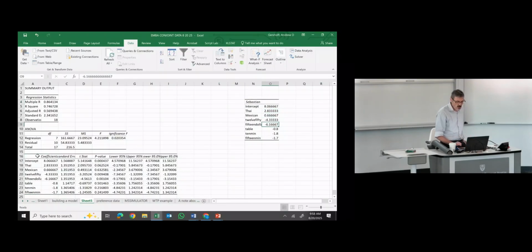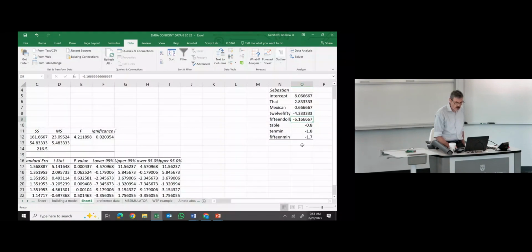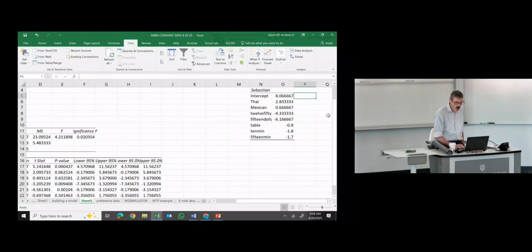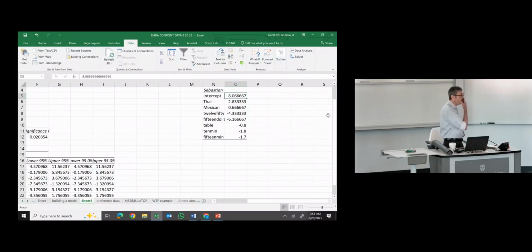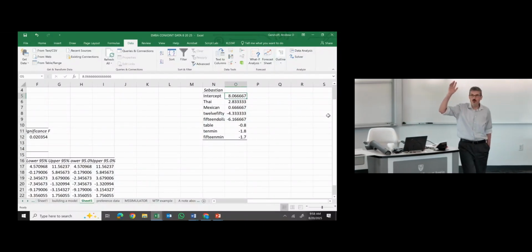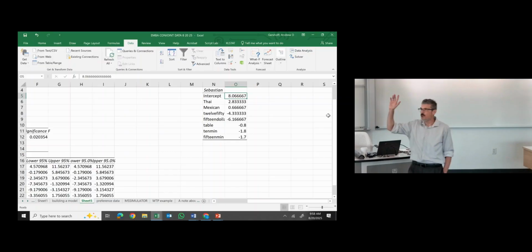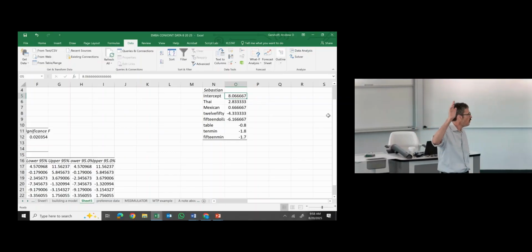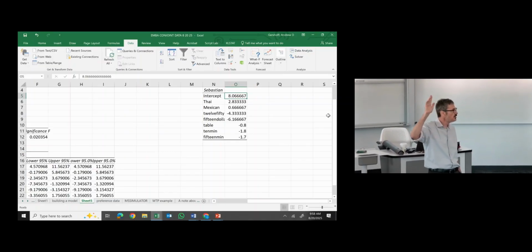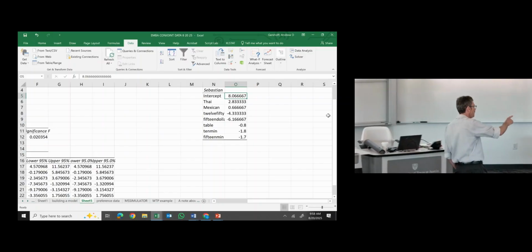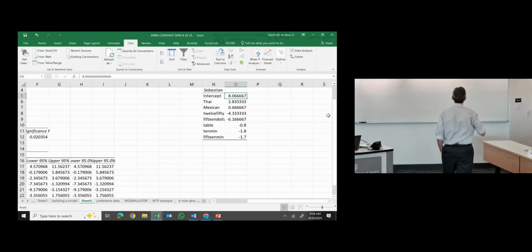So these are the part worths that we have estimated for Sebastian. So let's start off with the intercept. Show of hands, who knows what the intercept means? What is in the intercept? Anybody push your hand up? Let's see. Kirk, would you interpret the intercept for us?